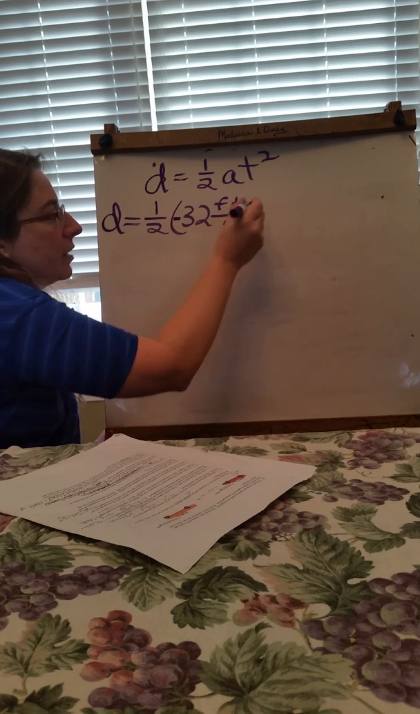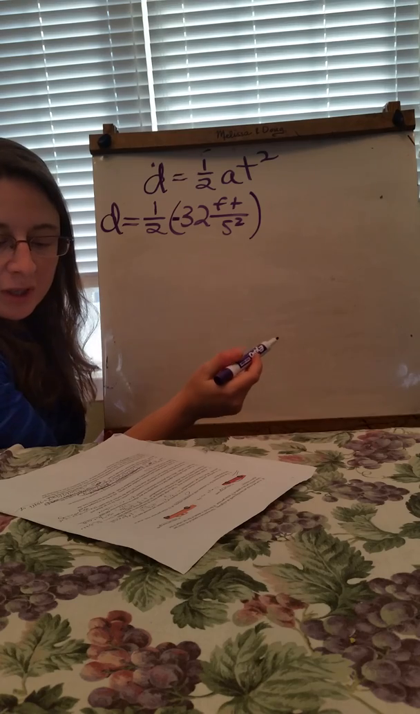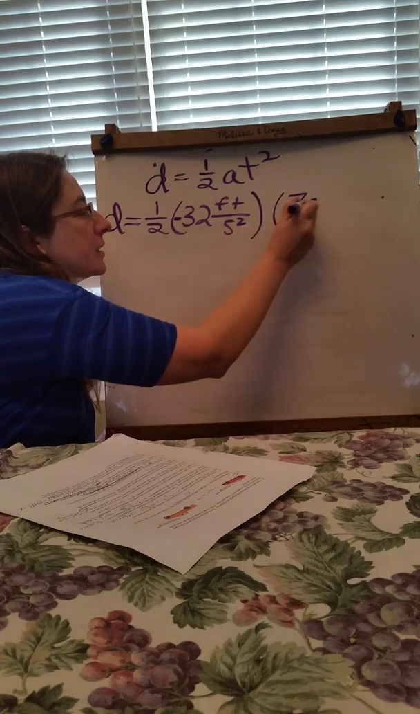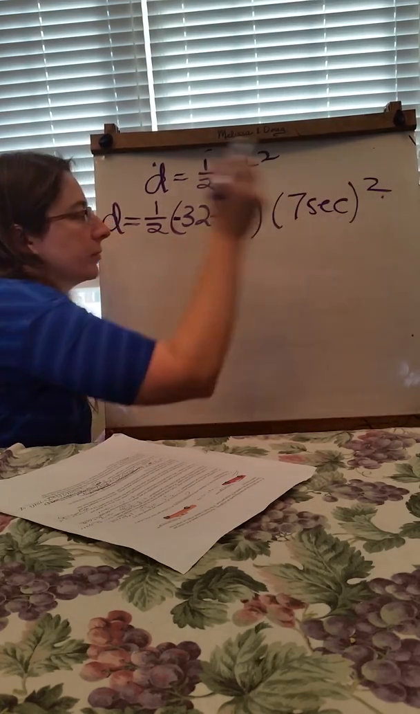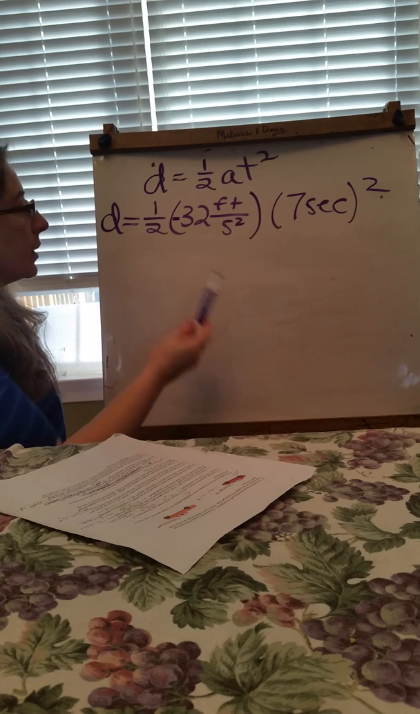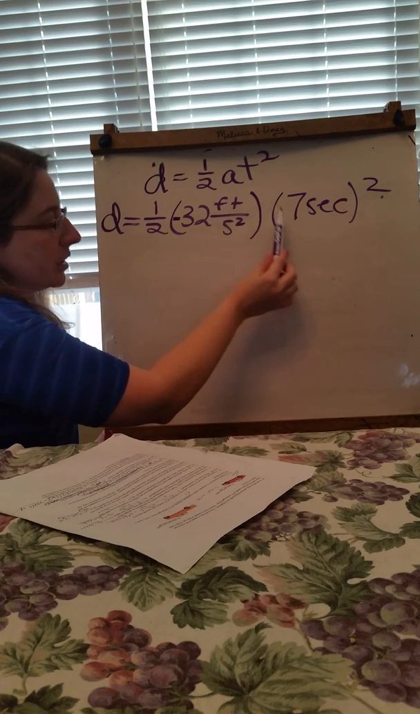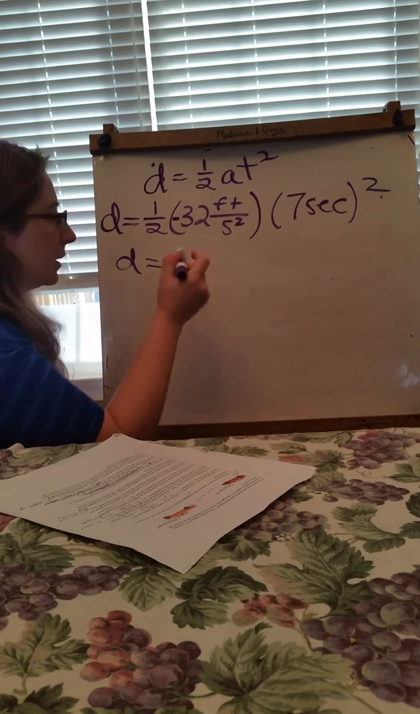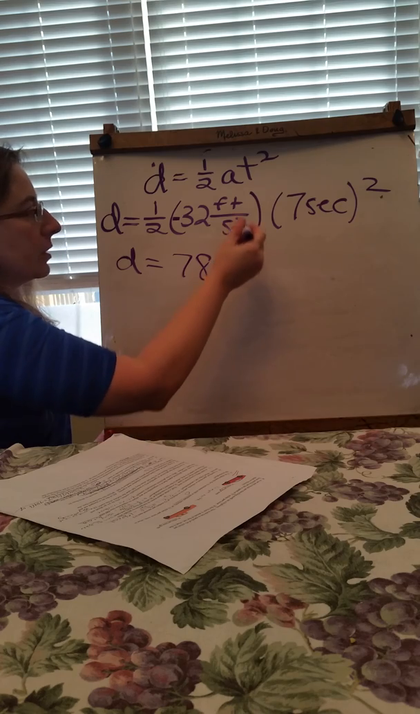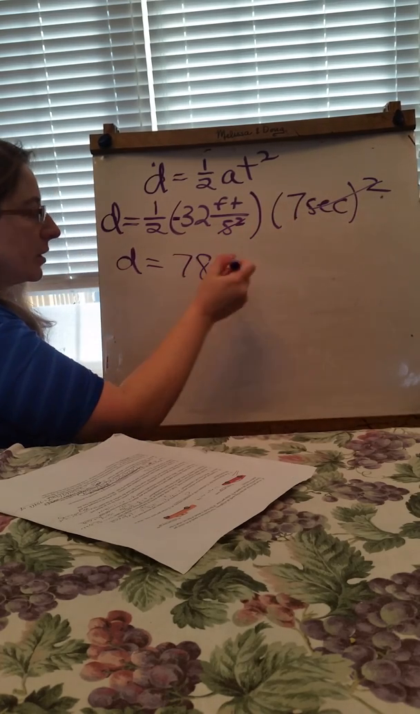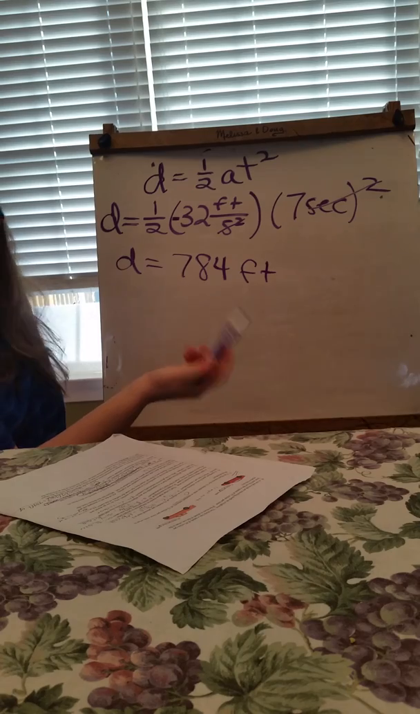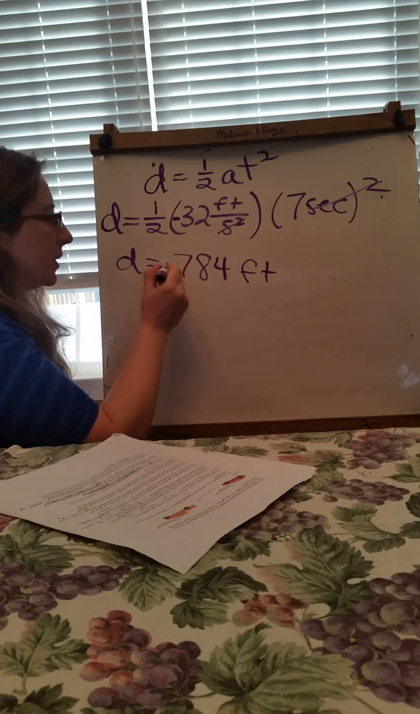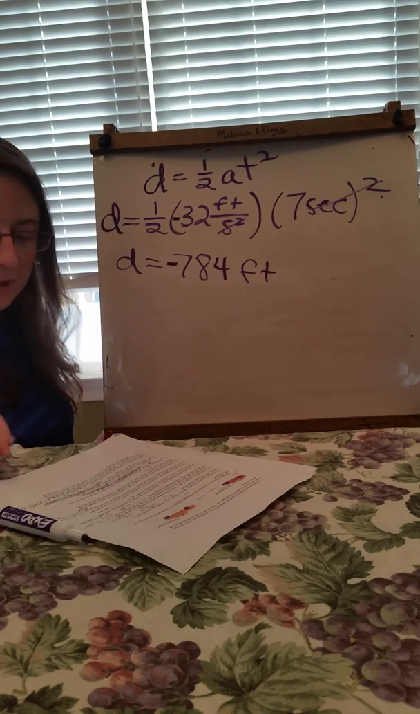And we can make it negative again because it's going down. That's kind of traditional. And then it said it took 7 seconds to hit the ground. So time, 7 seconds squared. So in your calculator, you'll type 0.5 times 32 times 7 times 7, and you should come up with something like 784. Of course, these seconds squared cancel these seconds squared, so feet. Then we have to say that displacement is a vector. So I put a negative here, I'll put a negative there. That's one of the ways you can show the vector.